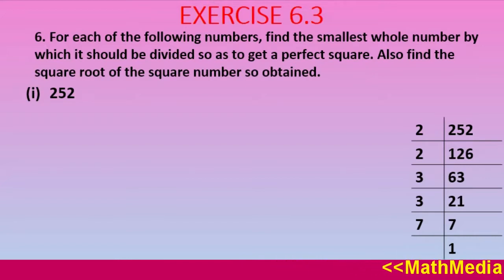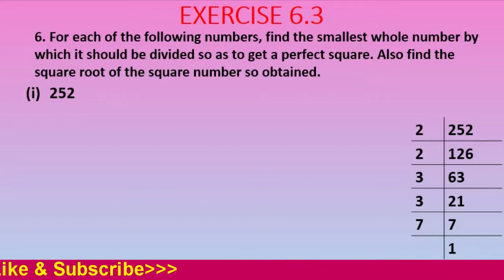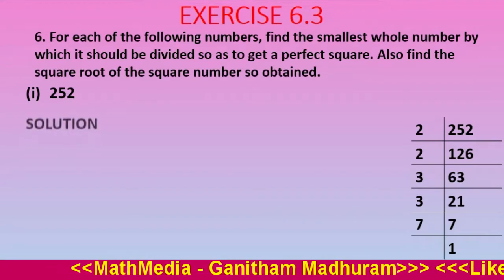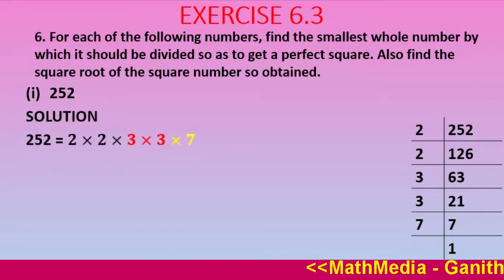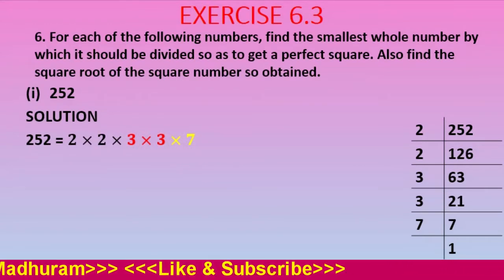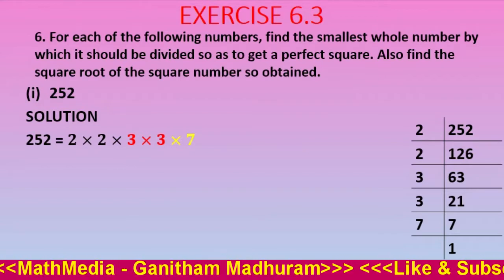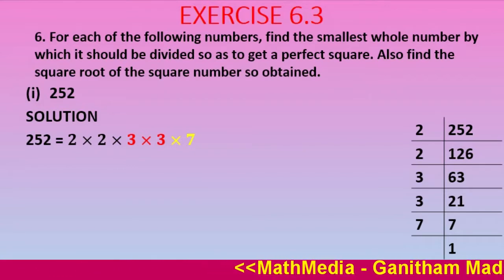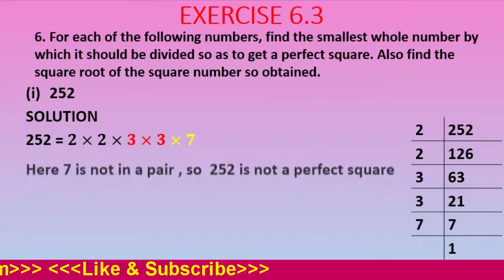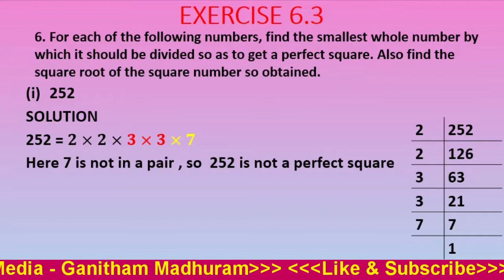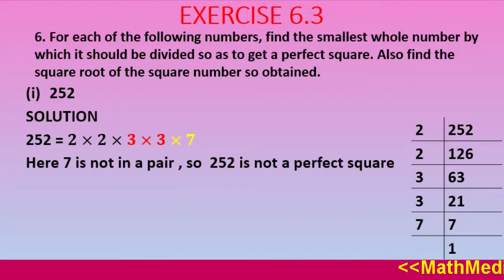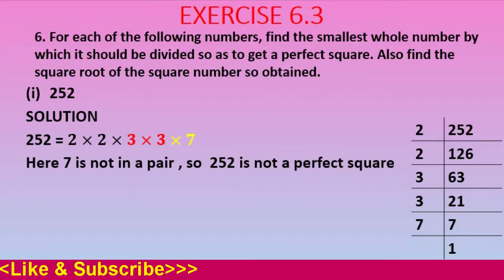Our first question, 252. You know that we have to do the prime factorization. So the prime factors of 252 are 2 into 2 into 3 into 3 into 7. Look at the prime factors. Here 7 is not in a pair. So it is understood that the smallest number to be divided will be 7.